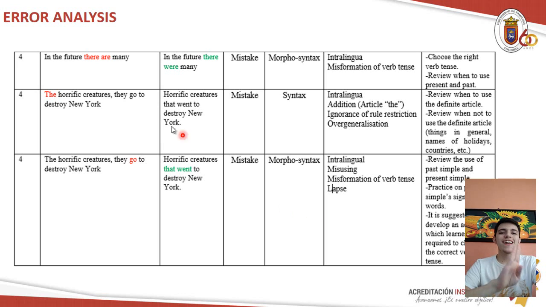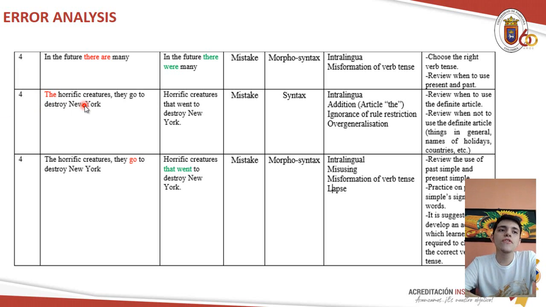Okay, in the fourth line, two morphosyntax errors and one syntax error are evidenced. So let's take a look at this sentence that he wrote. "The horrific creatures, they go to destroy New York." So the error correction is "horrific creatures that went to destroy New York." So as you can see here, this article was unnecessary.